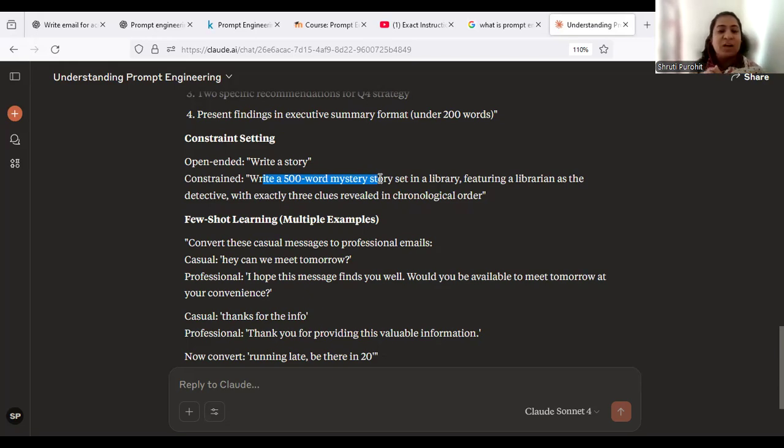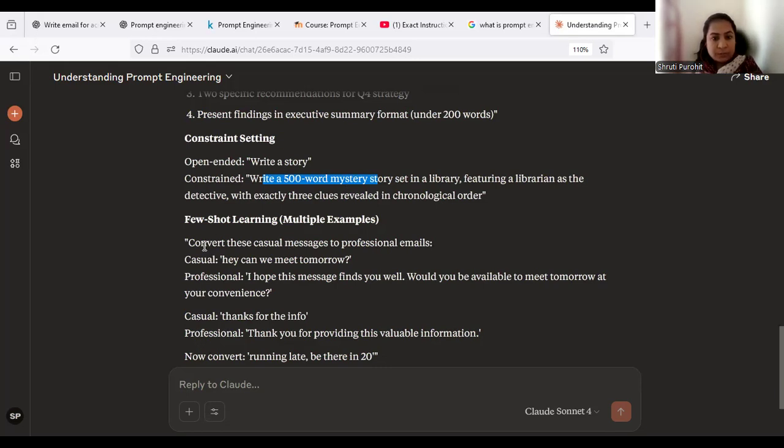With exactly three clues revealing the particular case, in chronological order. So these are the constraints we are providing, our conditions. Okay, do the things, but do them with my conditions. So we are mentioning the conditions here.